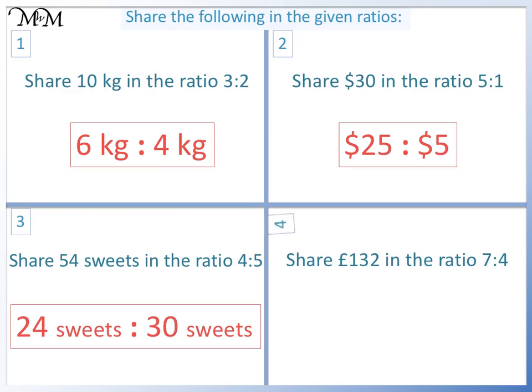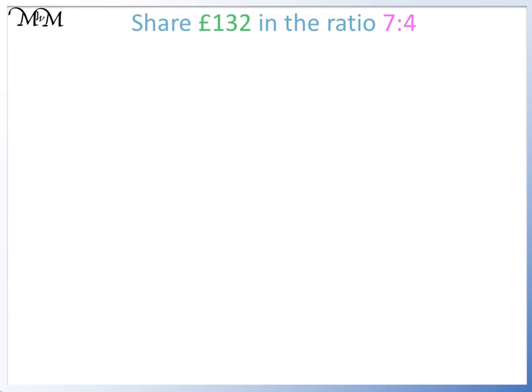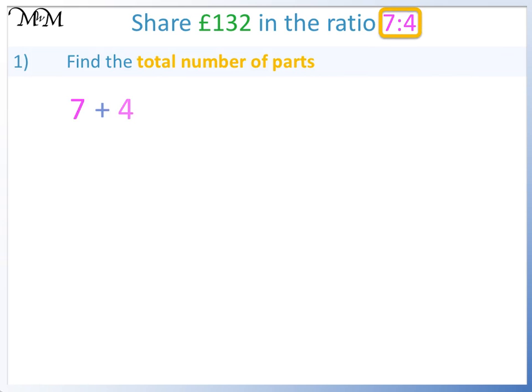Question 4. Share £132 in the ratio 7 to 4. Step 1. Find the total number of parts. 7 plus 4 equals 11, so 11 parts in total.